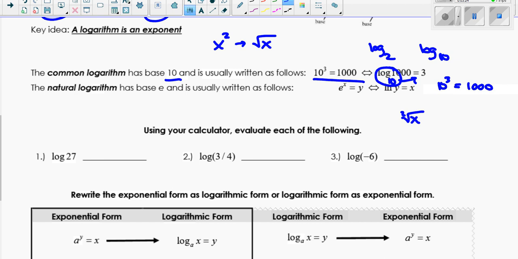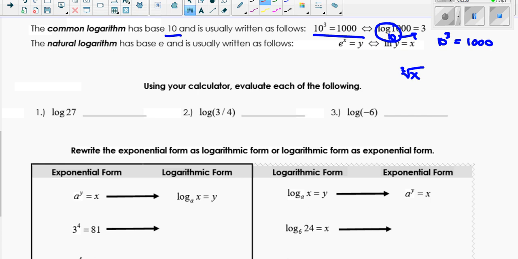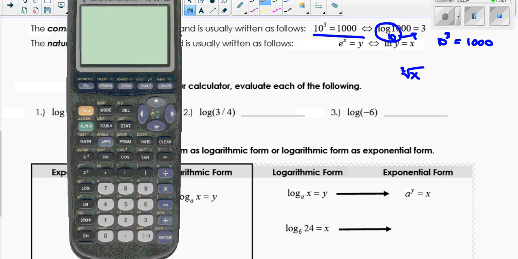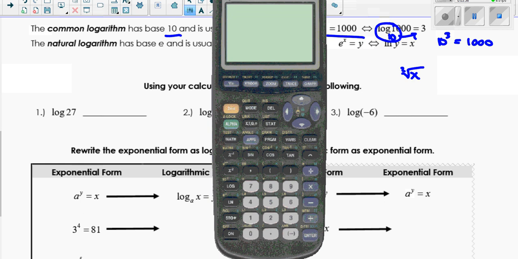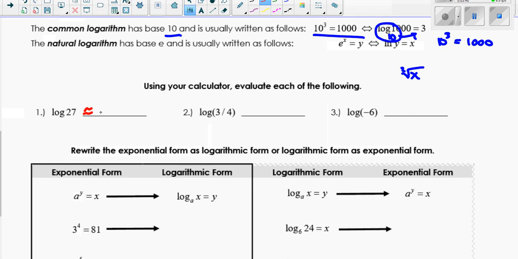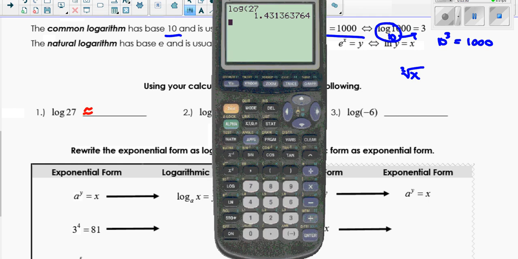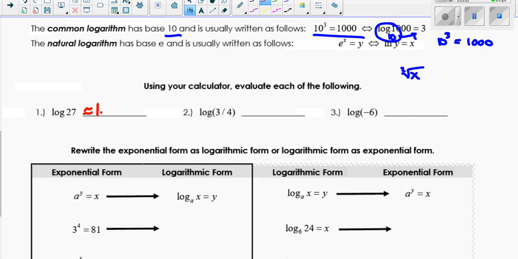Using your calculator, we're going to evaluate each of the following. This is the only place that we're actually going to use our calculator, but I did want to get used to where these buttons are on our calculator. So if you take your calculator and type in log, the log button is next to the 7 button. So log of 27, and I get, rounding to 2 decimal places, that this is about 1.43.